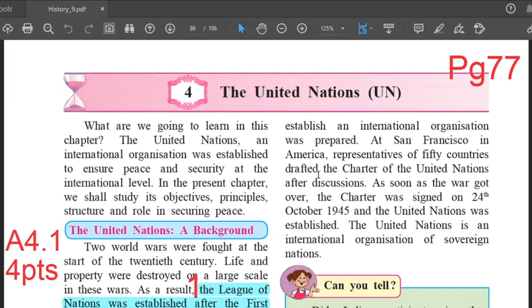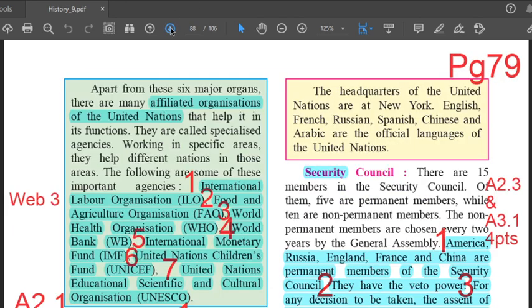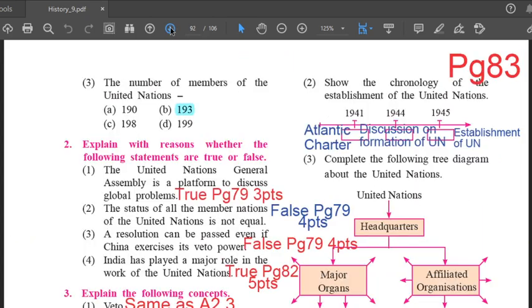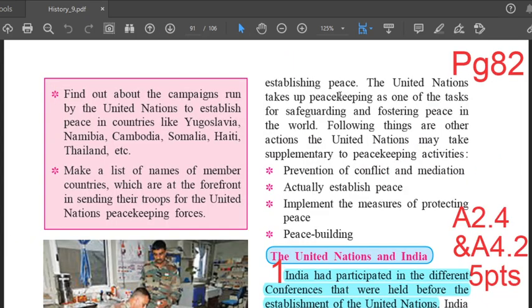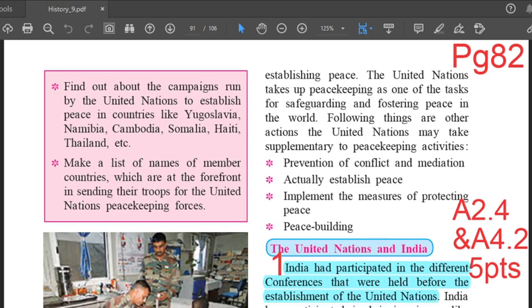Standard 9, Political Science, Lesson number 4, the United Nations. We'll see the textual question answer markings of this lesson. Go to page number 82.